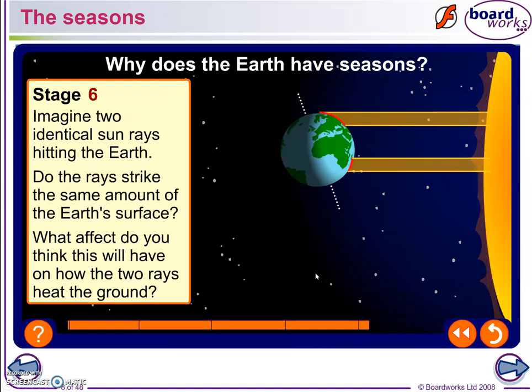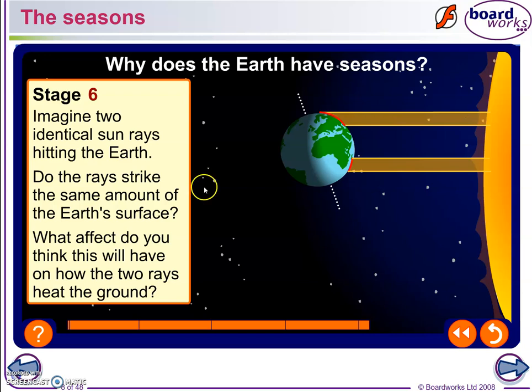So you can imagine two identical sun rays hitting the Earth. Do the rays strike the same amount of the Earth's surface? What effect do you think this will have on how the two rays heat the ground? I'm going to give you a little bit of time to have a think about that before I explain what it means.